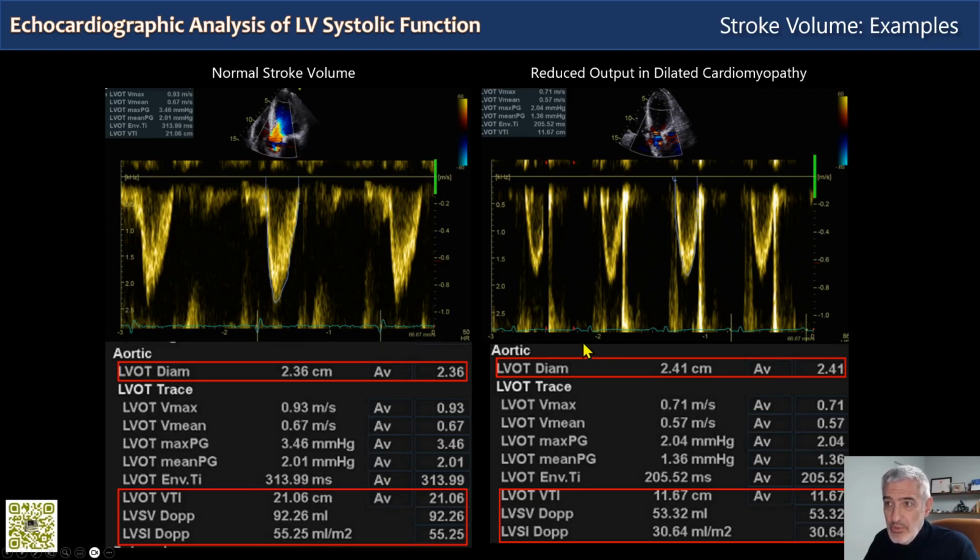Typically, in every machine, once you enter the diameter of the outflow tract, the machine automatically calculates the area of the outflow tract, and once you measure and input the velocity time integral, the machine immediately gives you the stroke volume. If you have entered patient body weight and height, it will of course calculate body surface area and give you the stroke volume index.